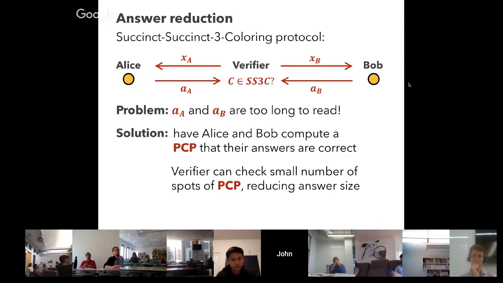And so what the verifier will now be expecting as its answers, rather than the long answers, will just be the bits of the probabilistically checkable proof that it wants to spot check. And this allows us to reduce the answer size from exponential down to polynomial. And this gives us that MIP star contains NEEX.